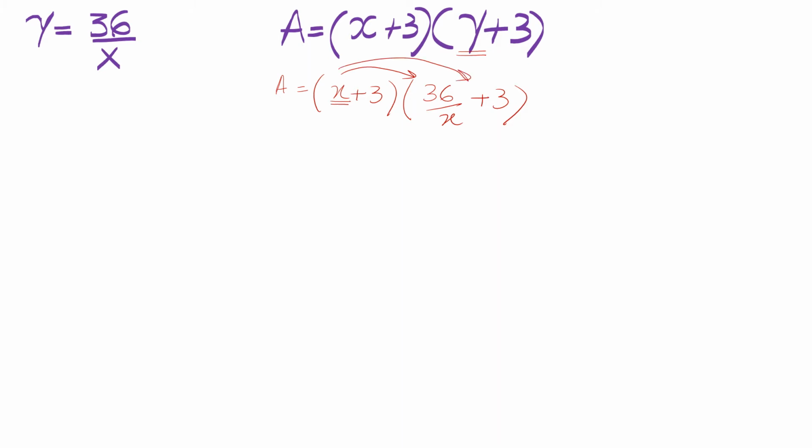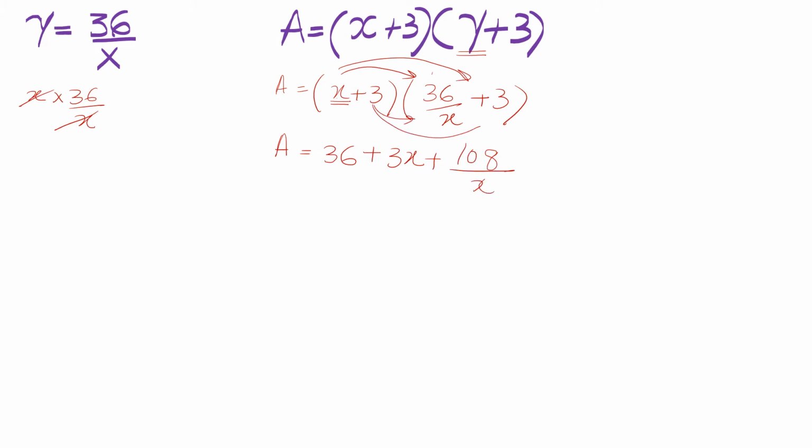So when you multiply x times 36 over x, have a look here, x times 36 over x, x and x cancel. So what you will have? You will get only 36. Now x times 3 will give you 3x. Then 3 times 36 over x gives you 108 over x.